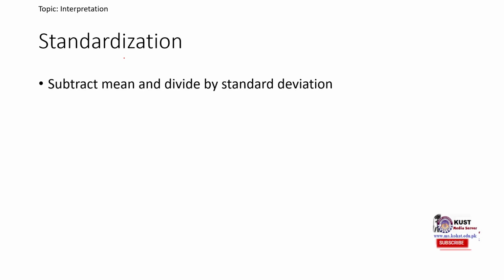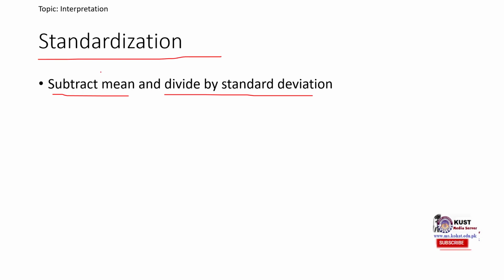So the last topic of our today's lecture is standardization. Now, what do we mean by standardization? When we subtract the mean of a variable from each observation and divide that observation by the standard deviation of that variable, then that variable would be called a standardized variable.